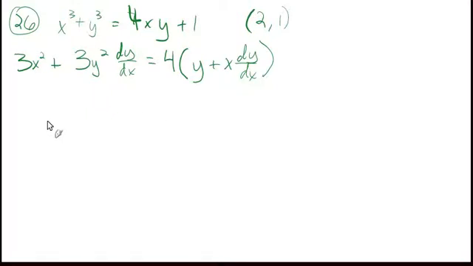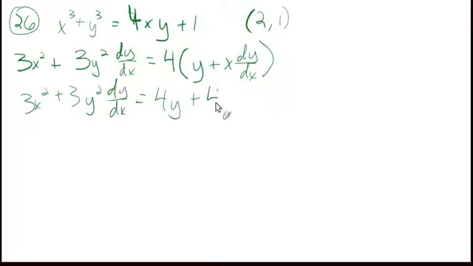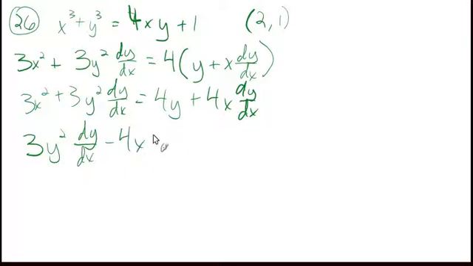Now we need to isolate dy/dx, which means we're going to have to distribute this 4. 3x squared plus 3y squared dy/dx equals 4y plus 4x dy/dx. Okay, and then I'm going to get the dy/dx's together. I'm going to just put them over here. There's not really any rhyme or reason to it, just a preference. There's 4x dy/dx. And of course, I've moved this by subtracting 3x squared.